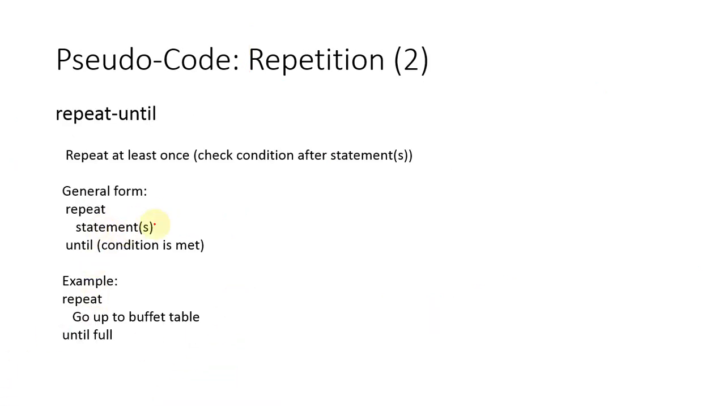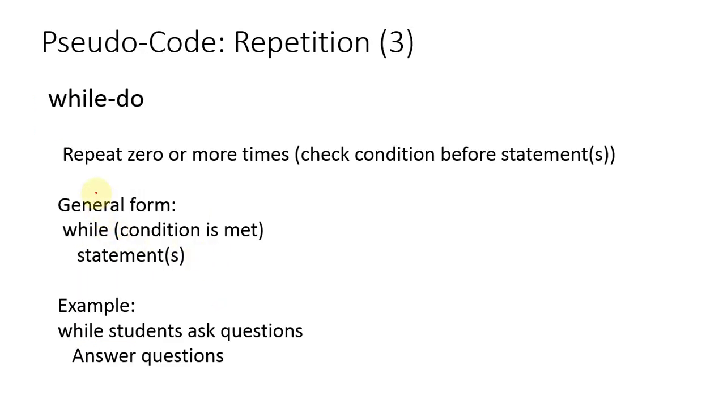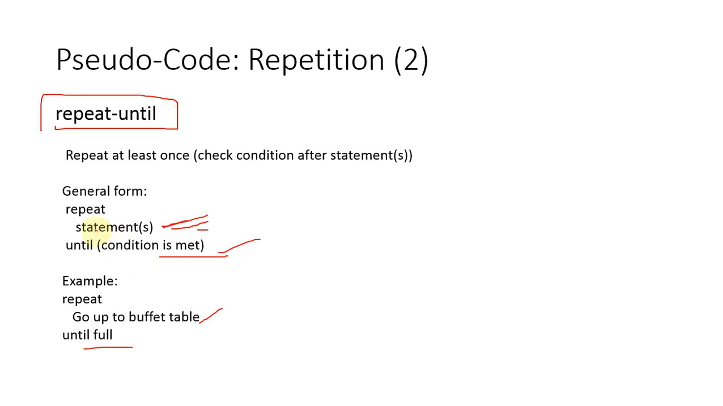Repeat statements until condition is true. Repeat again, go up the buffet table until full. So this is repeat until. There is an example. You execute these statements until a certain condition is met. For the while, when the condition is met, then statements will be executed. See the differences here. Statements are executed first, and at the end there will be the condition.